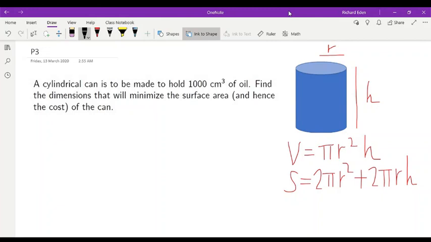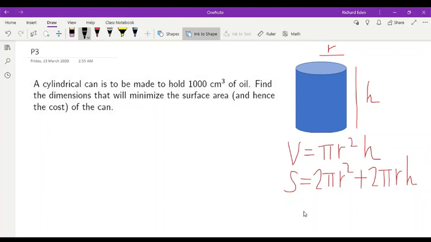The problem talks about two aspects of a cylinder, its volume and its surface area, so let's recall the formulas for those. On the right side, a cylinder with radius r and height h. The volume of shapes like this is the base times the height. So the base is a circle with area pi r squared, multiplied by h, and that provides us with the volume.